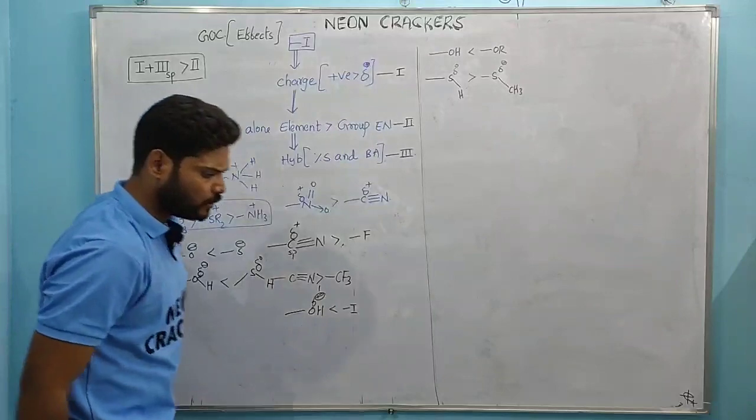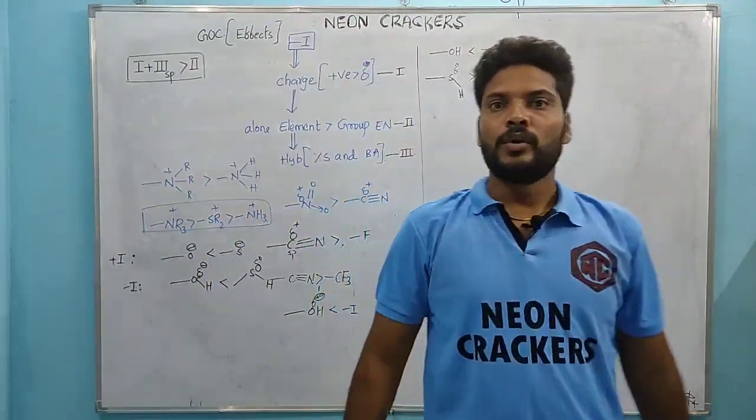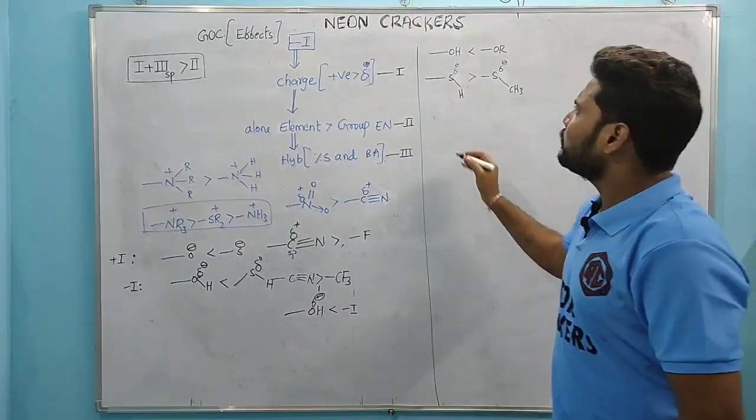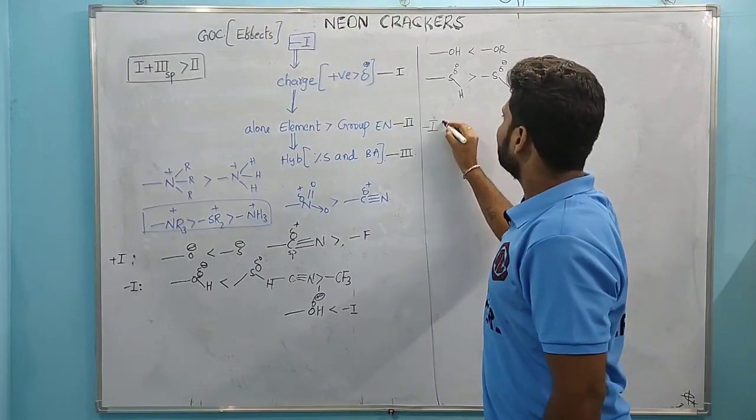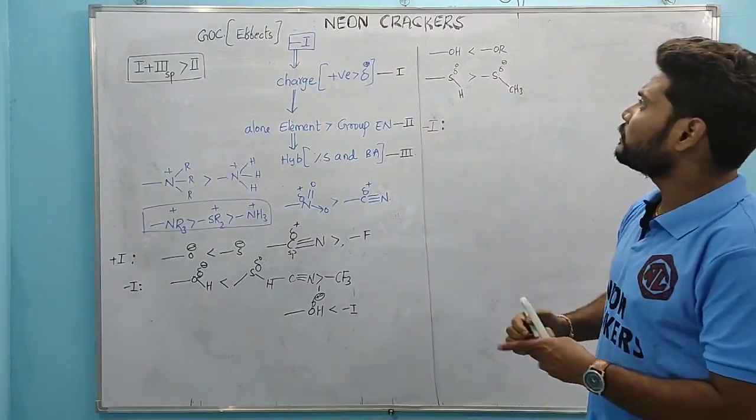Next one is hybridization. Now the overall conclusion. What is the overall conclusion here? Overall minus I effect. Let's find the overall minus I effect.